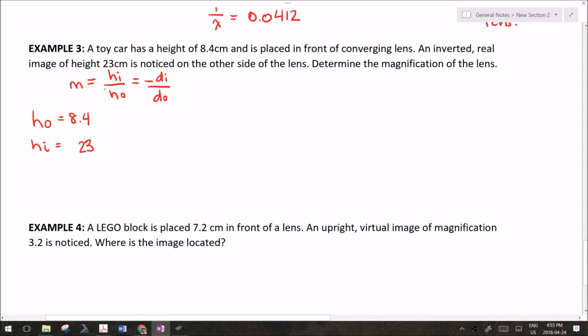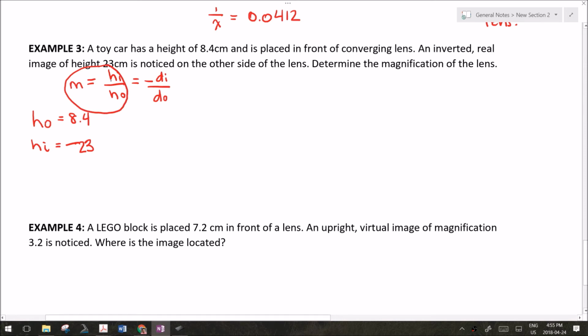Now, in this case, it is a real image, and it's inverted. So if we have a real inverted image, our image height must be negative because our image is upside down. So in this case, I have to pick either HI over HO or DI over DO, but I only have HO and HI, so I will pick this right here. So I'm only going to use this part of the equation.